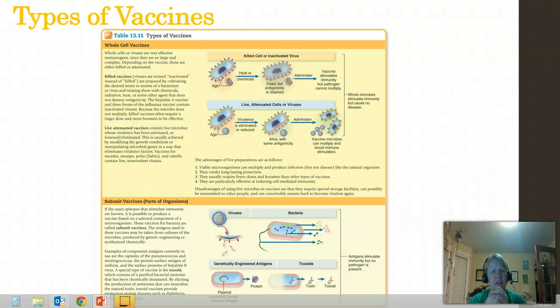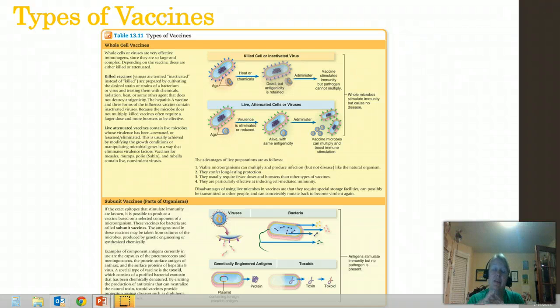There are killed vaccines. They can be viral or bacterial. We take the pathogen, we kill the pathogen, put it in a vaccine, and shoot it in your arm. The body detects it, the immune system raises a response, and it goes on generating that active immunity.